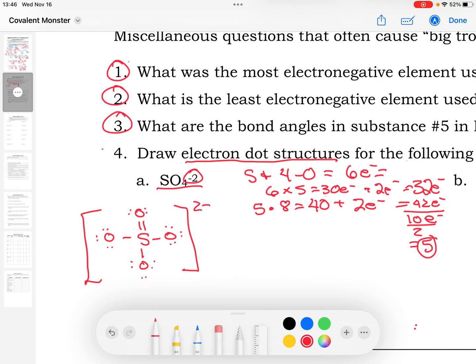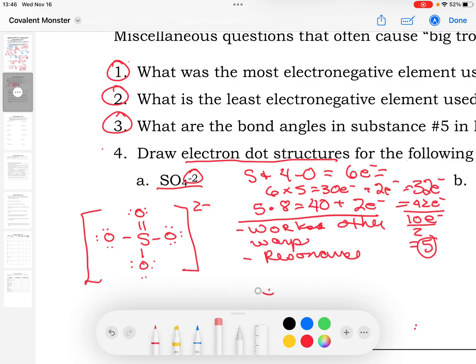Now, this works if you do it, and it works other ways. This also exhibits resonance as written, because without writing the whole thing, I could have, just real briefly, my double bond here, my double bond here, and my double bond here. So I would have resonance with those structures. I just don't have room to write all those.